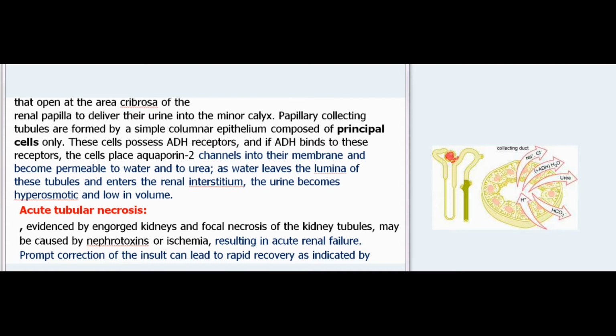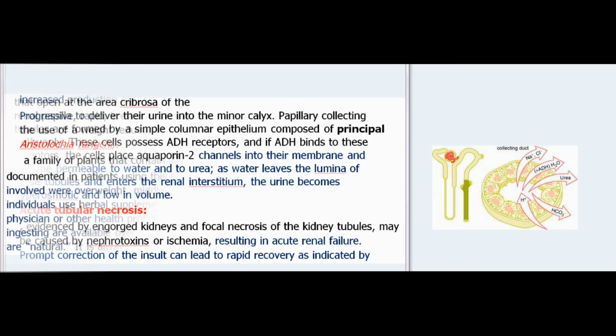Acute tubular necrosis, evidenced by engorged kidneys and focal necrosis of the kidney tubules, may be caused by nephrotoxins or ischemia, resulting in acute renal failure. Prompt correction of the insult can lead to rapid recovery as indicated by increased production of urine and reduction in serum creatinine.